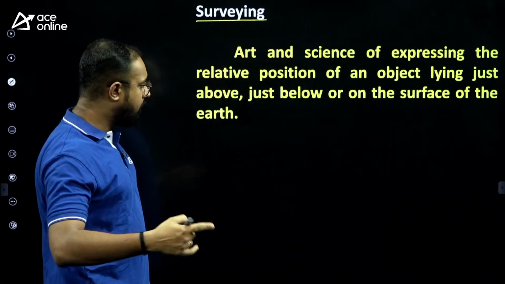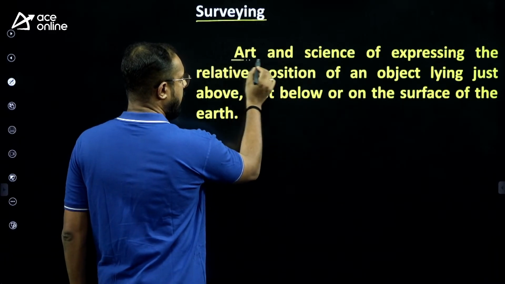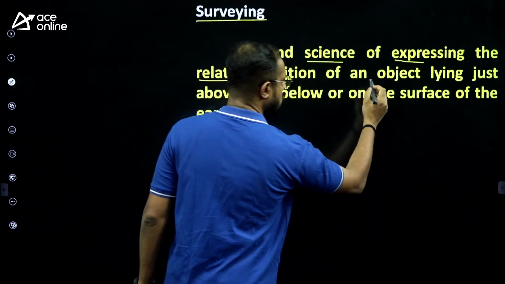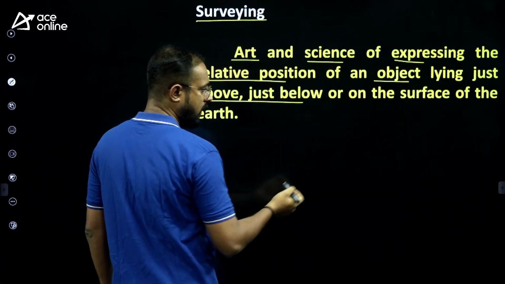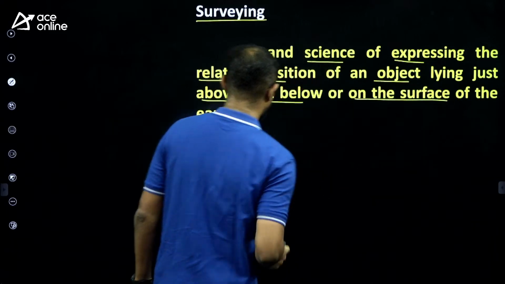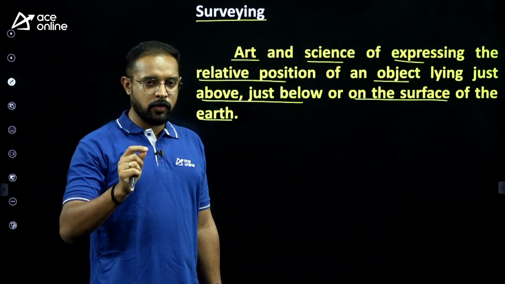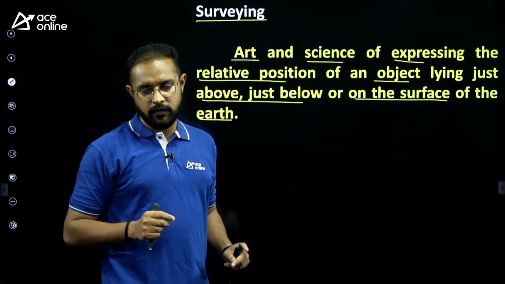This will help me a lot in the next coming slides. So look at this. It is nothing but the art and science of expressing relative positions of an object that is lying either just above the surface of the earth, just below the surface of the earth, or on the surface of the earth. So we are trying to find the relative position of a point that is either on the surface, just above the surface, or just below the surface.